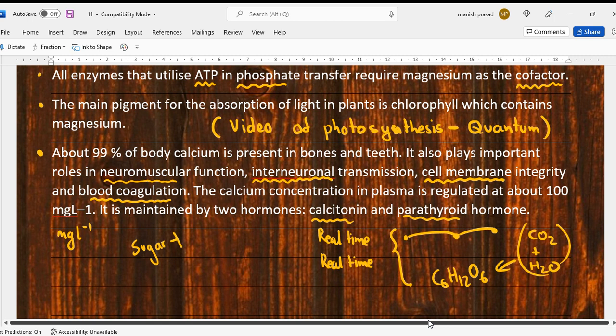So this calcium is regulated by two hormones, just like blood sugar. Sugar is regulated not just by insulin. What is the other hormone that regulates blood sugar? Glucagon. Insulin decreases the blood sugar level. Glucagon increases the blood sugar level. In the same way, calcitonin and parathyroid hormones are responsible for maintaining the balance of calcium in our body.